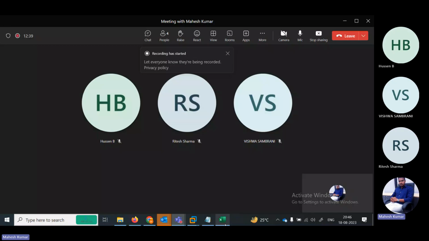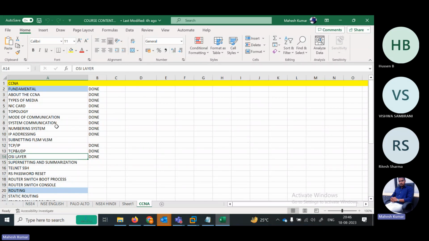So Hussein, in the last session we completed the concepts of CCNA. As of now, we have completed types of media, topology, mode of communication, numbering system, IP addressing, TCP/IP, TCP/UDP, and the OSI layer, and FLSM also, almost, right.